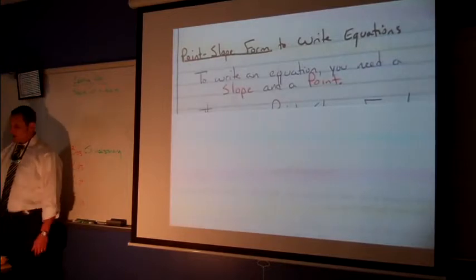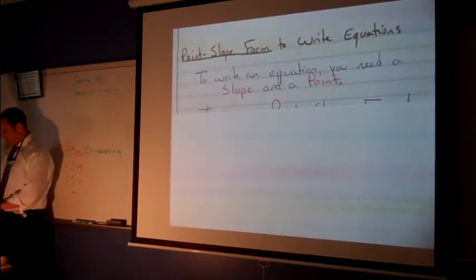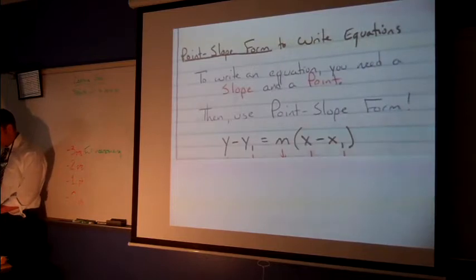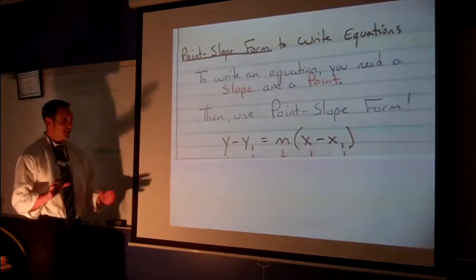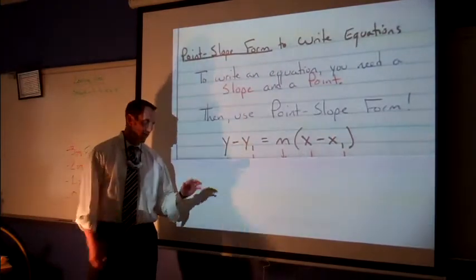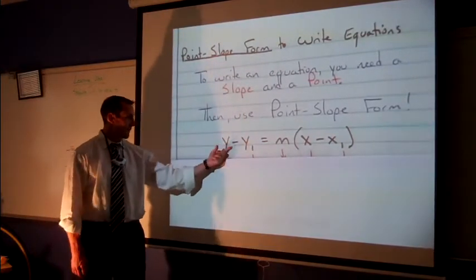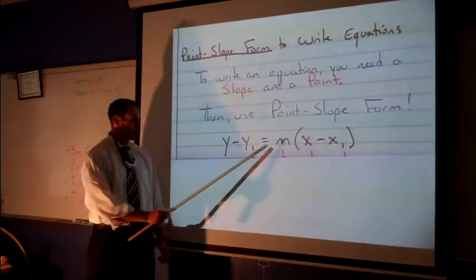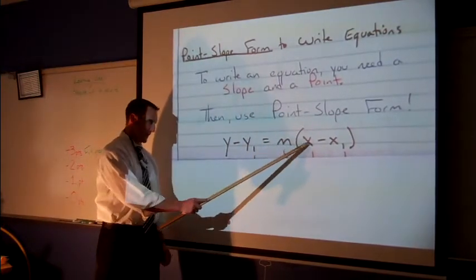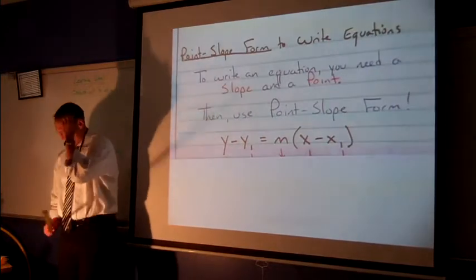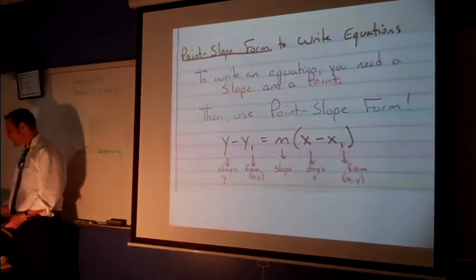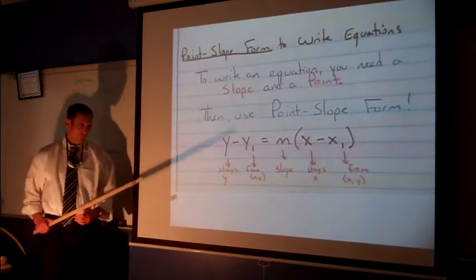So to write an equation, we need a slope and a point. Once we have that information, we can use point-slope form. This crazy looking formula basically states y minus y1 is equal to the slope times x minus x1. And this looks pretty confusing, but with practice, it becomes a lot easier.